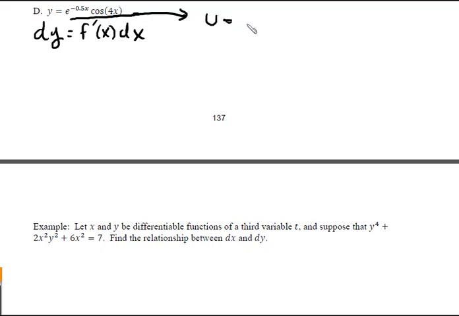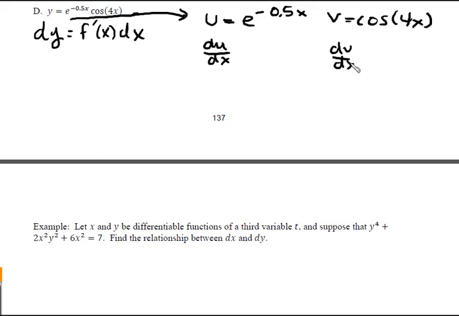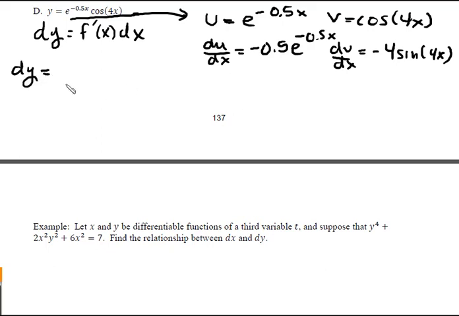So let's say that u is e to minus 0.5x, and then v is cosine of 4x. And then we need to find du dx and dv dx. So du dx is going to be negative 0.5 e to minus 0.5x. And then dv dx is going to be minus 4 sine of 4x. So we know that dy then is going to be, and remember the product rule is u dv dx plus v du dx, and then times dx.